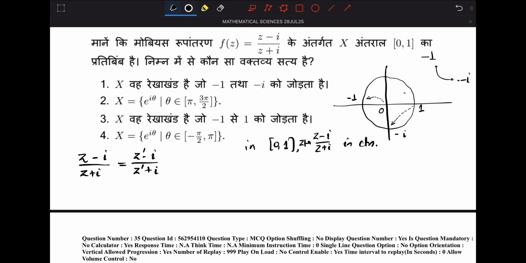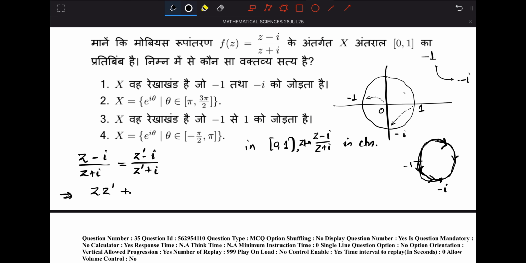Let us draw a picture here again. This is minus 1, this is minus i. So the path can be like this or this, or go halfway and then go backwards and then go forward again and then go to minus i. It can happen like this. So you have to check whether this is injective or not.